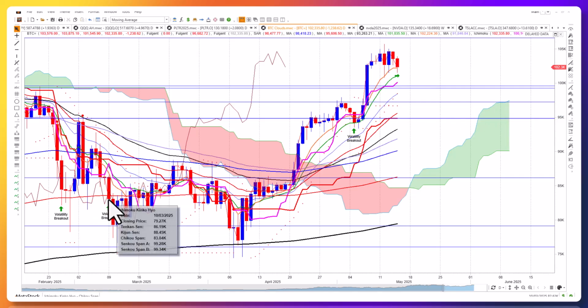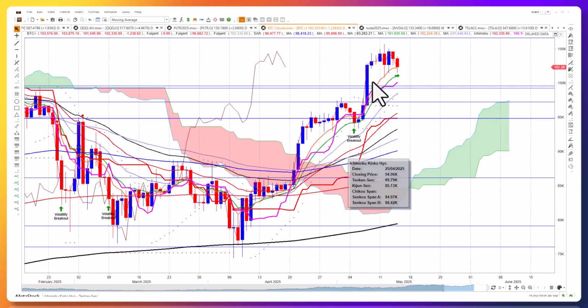Now interestingly, these volatility breakout signals here, these are artificial intelligence signals. You can see we had two really nice profitable trades here, as well as this third one. So we have three profitable trades using artificial intelligence on Bitcoin. Let's take a look at the weekly Ichimoku.